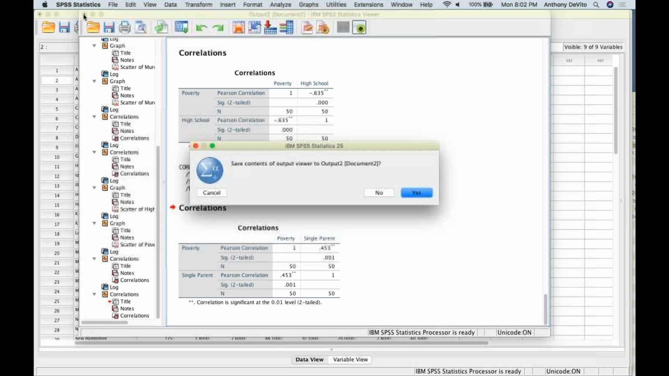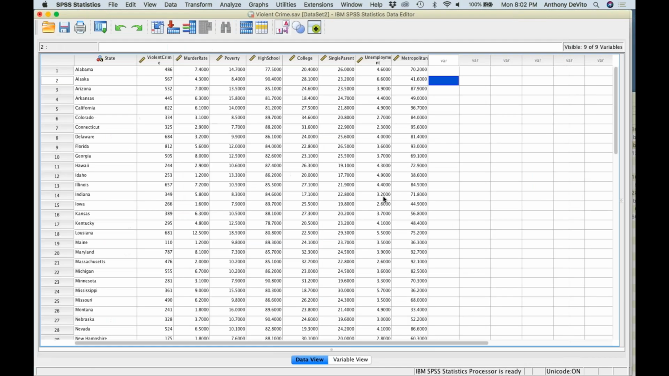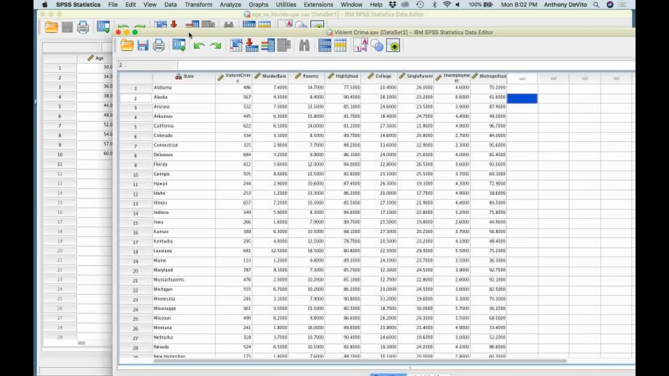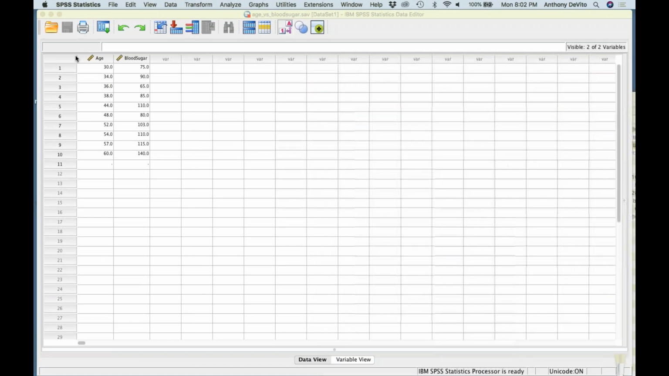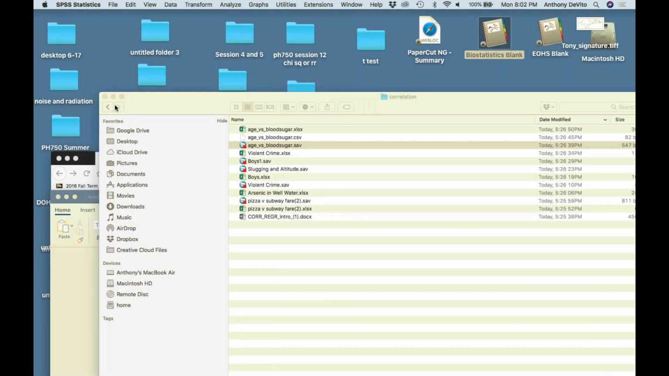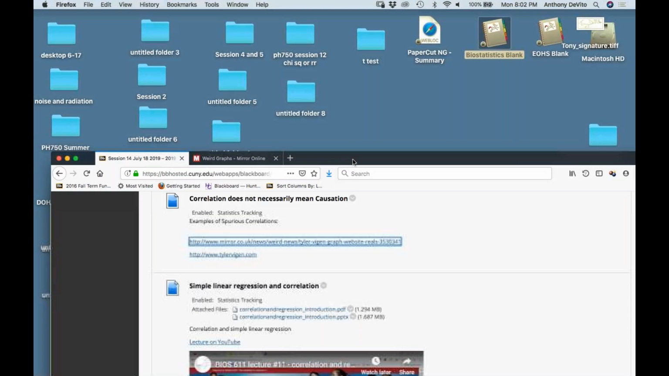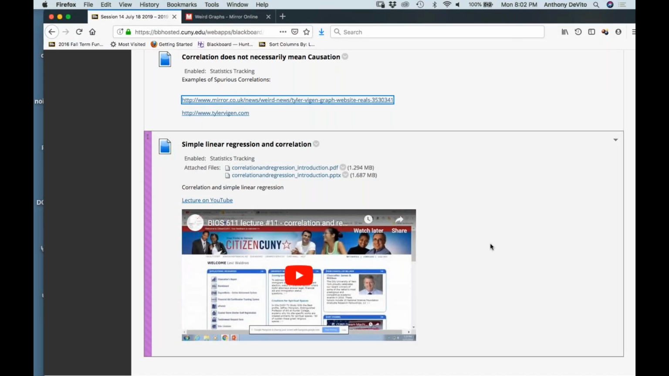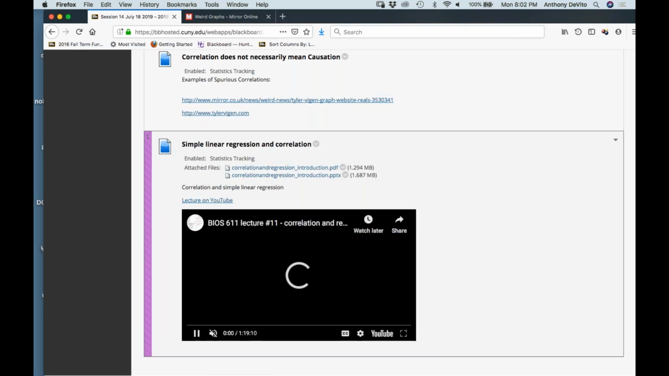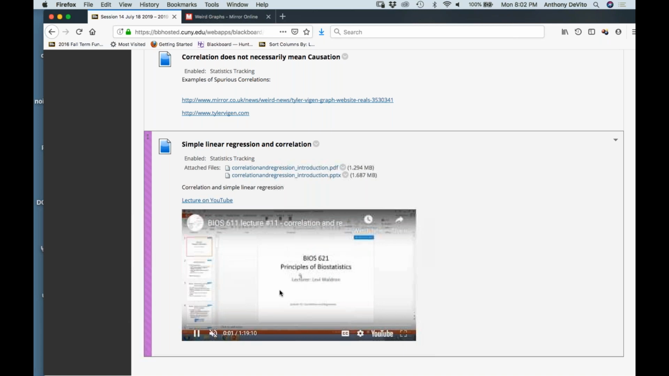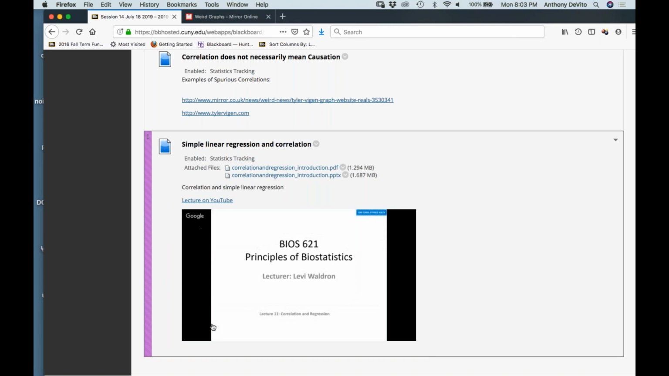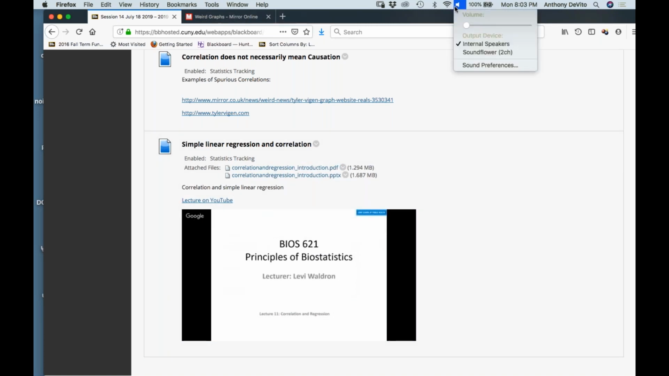What I suggest you do though is that in this same section of Blackboard, hang on a second. Let me go to Blackboard again. Okay. So in this same section, you'll see that there is a PowerPoint presentation and a lecture on correlation and regression. Okay, Levi should start talking any second now. I don't have my sound turned down.